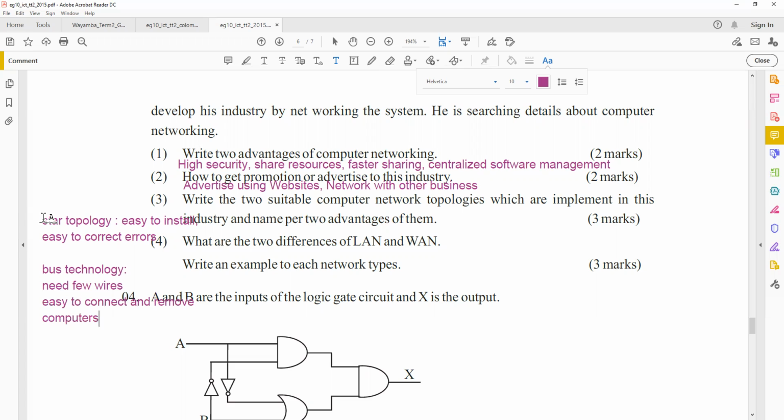You can even say ring topology: fast data transmission, you can easily connect. It's also good for small networks and so on. So you can think about many.